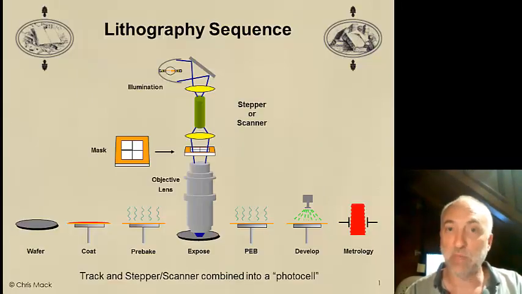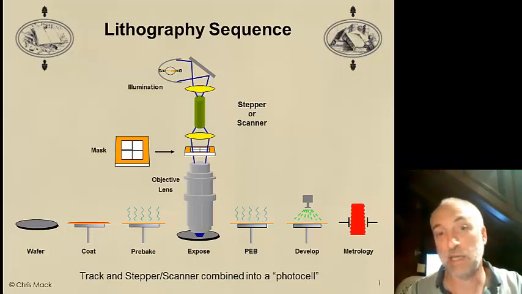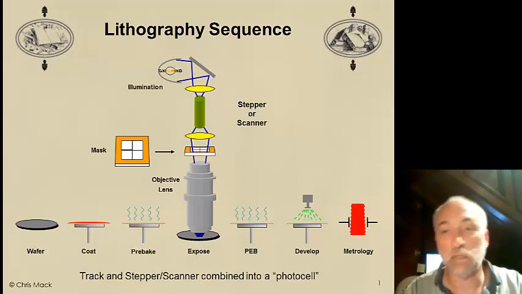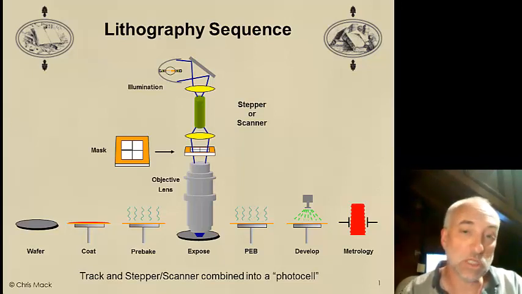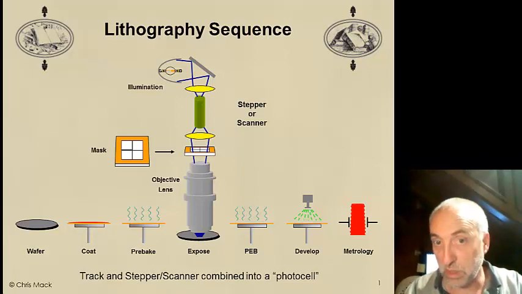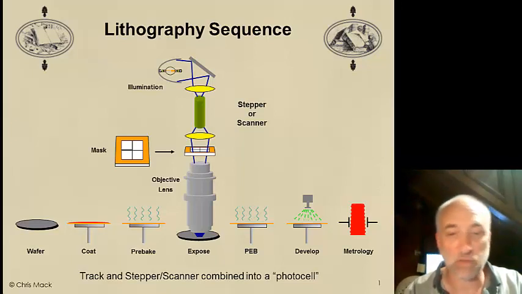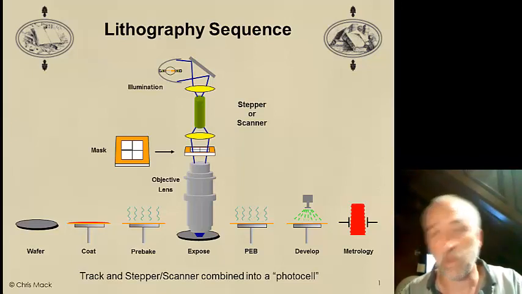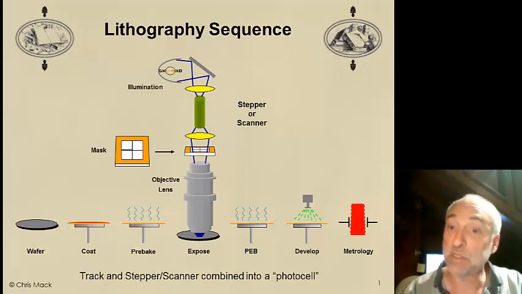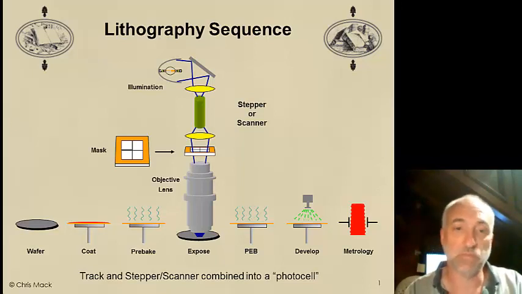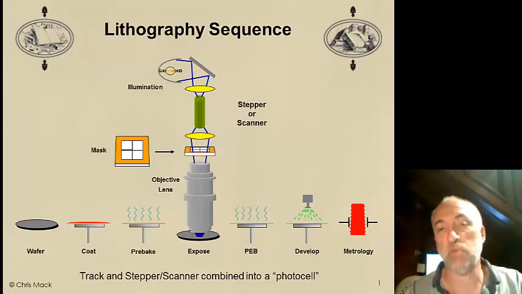As we saw last time, the basic lithography sequence was carried out on a track connected to a stepper or scanner in a system combined that we call a photocell. A wafer comes in, it gets coated with photoresist, it gets baked, it gets exposed on our scanner, which projects an image of the photomask onto the wafer. The exposed wafer is then baked again and developed before being measured and moving on to subsequent process steps. We're going to look at these steps in a bit more detail today.